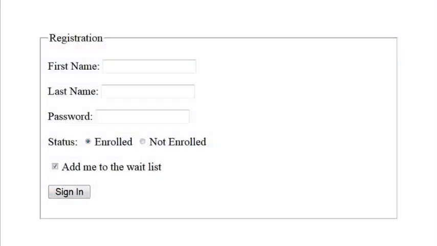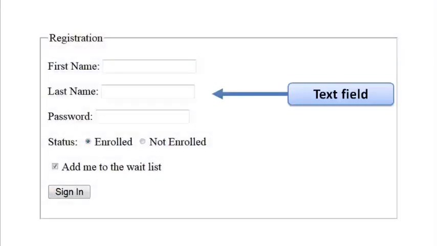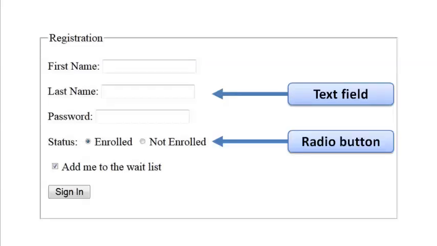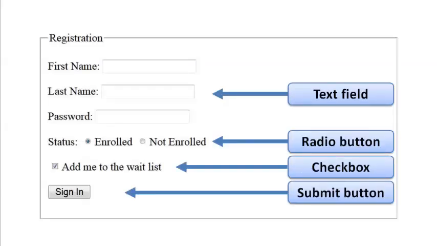Hi, I'm Joe James. Today we're going to learn how to create HTML forms. So we're going to learn how to add text fields, radio buttons, checkboxes, and a submit button to an HTML form.